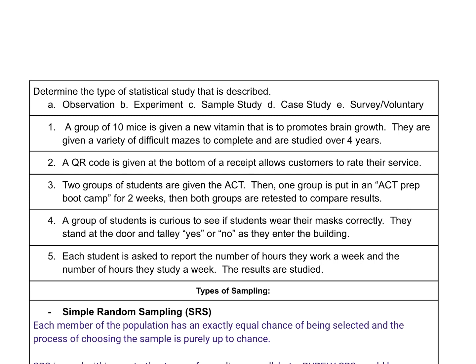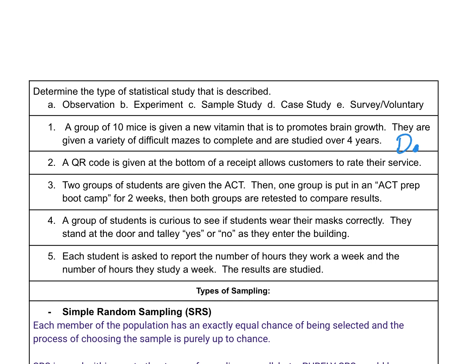Okay, number 1 says a group of 10 mice is given a new vitamin that is to promote brain growth. They are given a variety of difficult mazes to complete and are studied over 4 years. Okay, for this one, you should have said case study, reason being, it's a small group, over a longer period of time, 4 years. That's how long we're studying them. So that would be a good example of a case study.